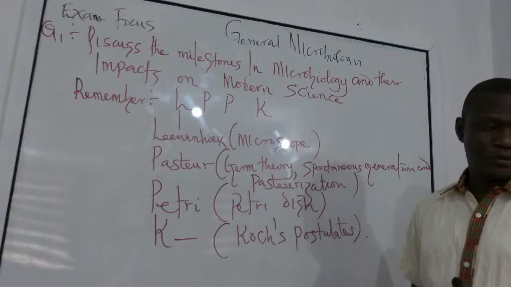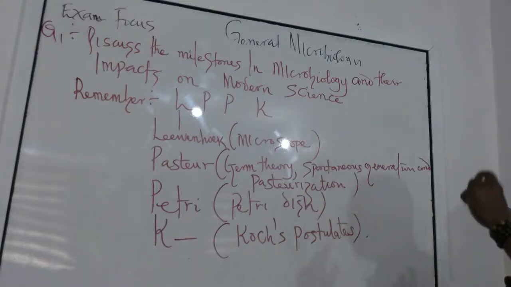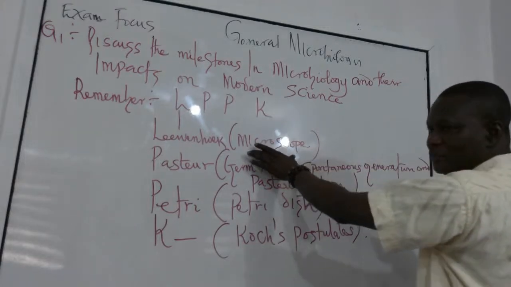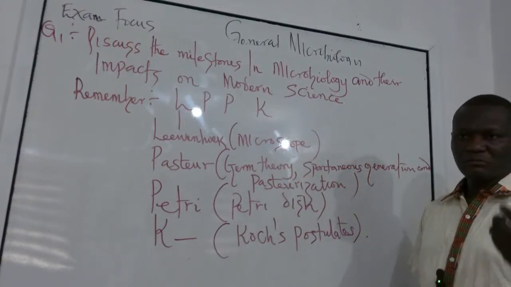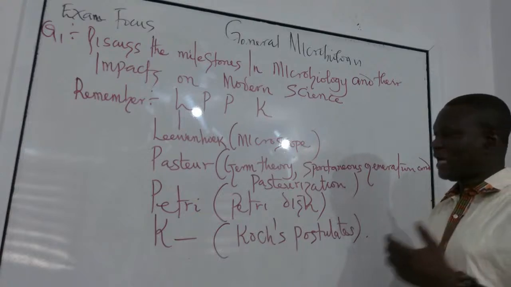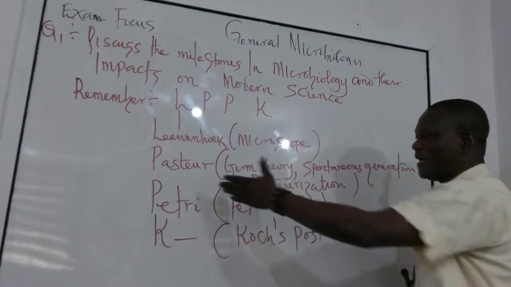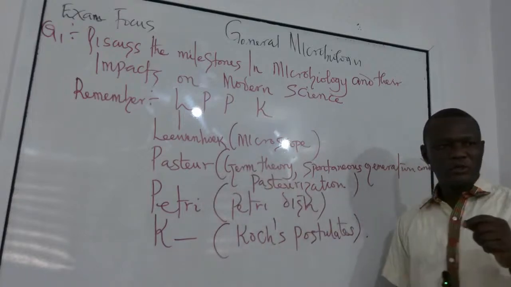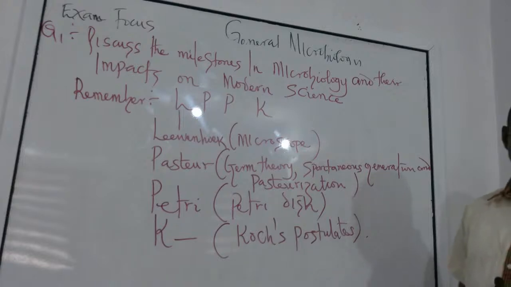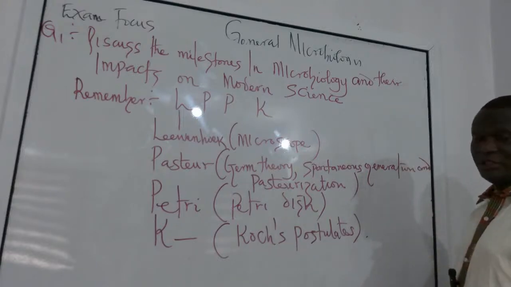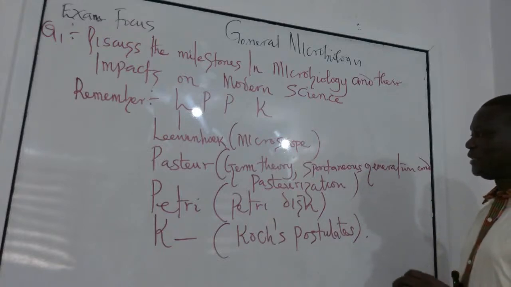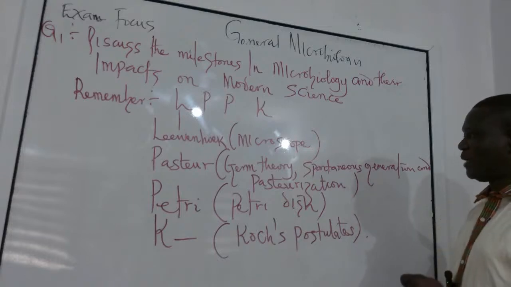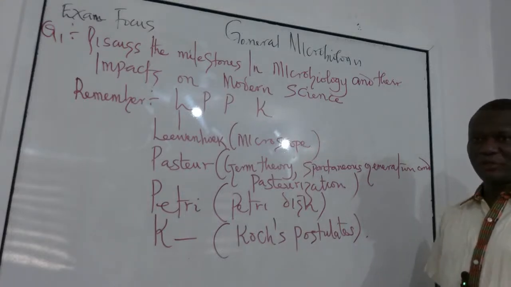The father. I told you during the normal class that Anton van Leeuwenhoek is the father, the person that discovered the microscope, and I gave you some of what he said about that. The second P is Pasteur, Louis Pasteur. Louis Pasteur is very notable because of three important contributions to the world of microbiology, which are still very relevant today. The first one is germ theory.